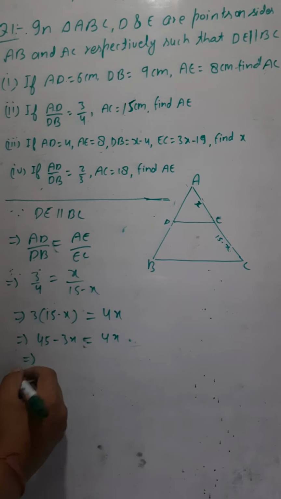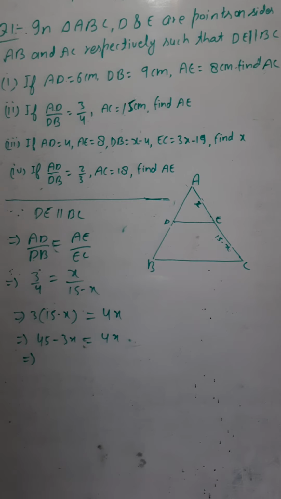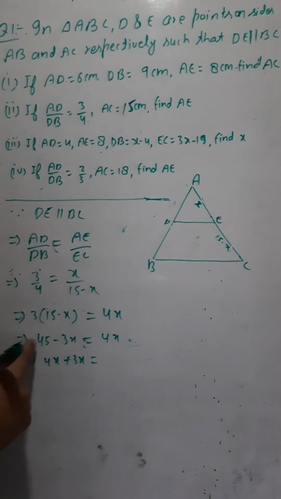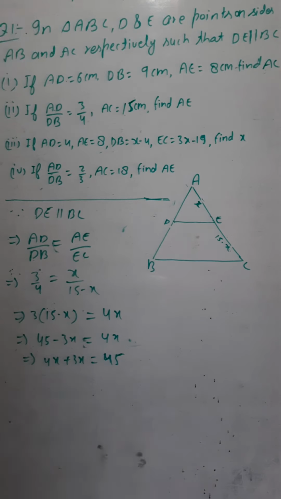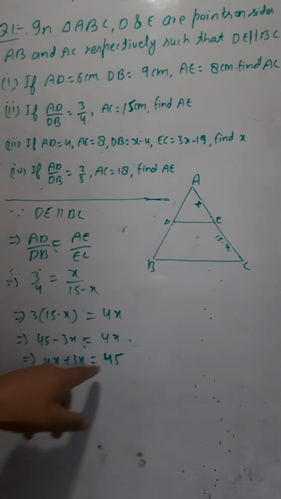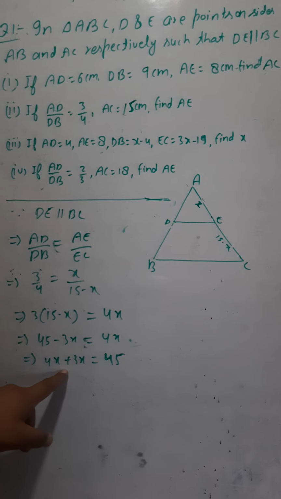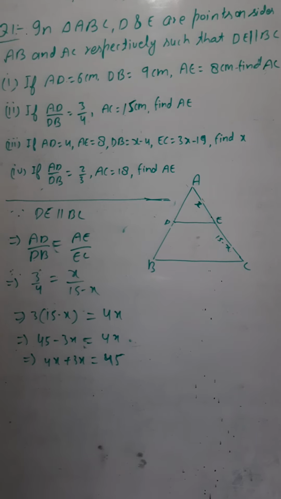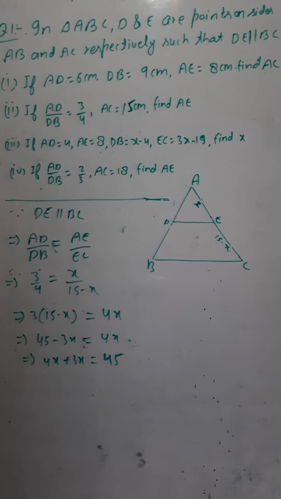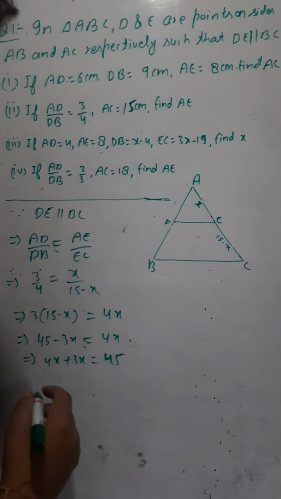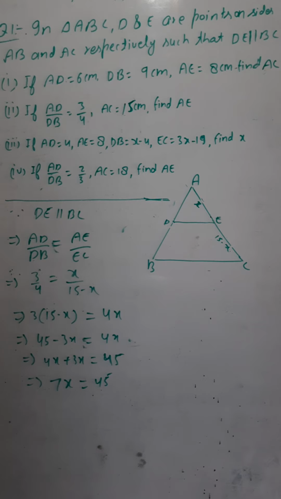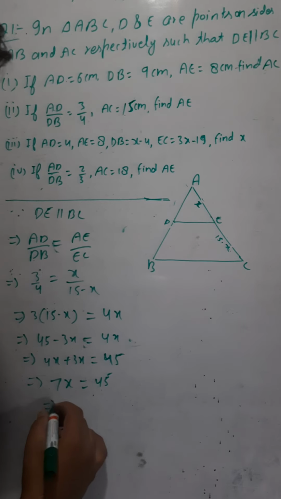You need the value of X. How would you get the value of X from here? This minus 3X would go to the other side and become plus 3X. So it would be 4X plus 3X, and 45 would remain here. This 3X was negative, if it goes there, it becomes positive. So 4X plus 3X would be how much? Can you tell me? 4 plus 3 would be 7X. So 7X would be equal to 45. So from here you would get the value of X as, X is how much?